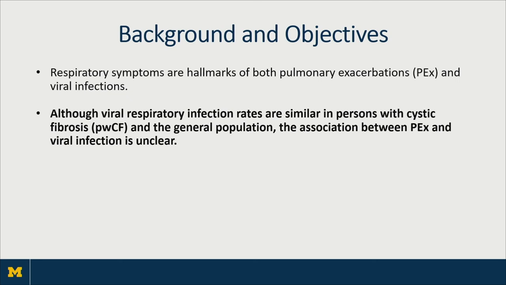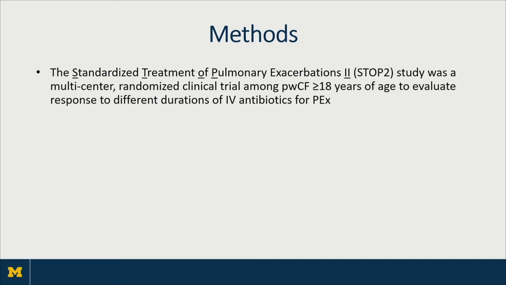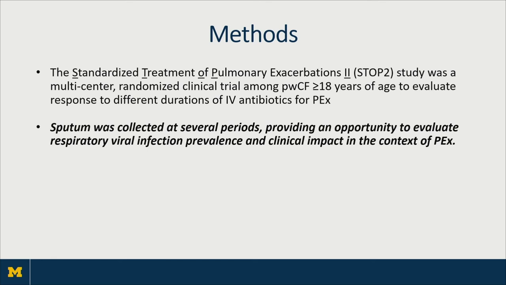The STOP2 study, or otherwise the Standardized Treatment of Pulmonary Exacerbations 2, was a very large multi-center randomized controlled trial among adult patients with CF that was designed to evaluate response to different durations of IV antibiotics for pulmonary exacerbation. And because scientists are opportunistic pathogens in our own right, we took this as an opportunity to analyze this study and glean a bit more data from it. In particular, because sputum was collected at several time points, one of the interesting things we could evaluate was, well, what is the prevalence of viral infection in this cohort?